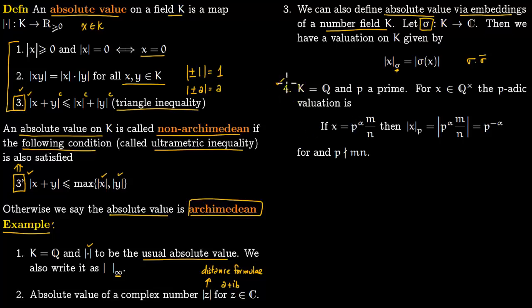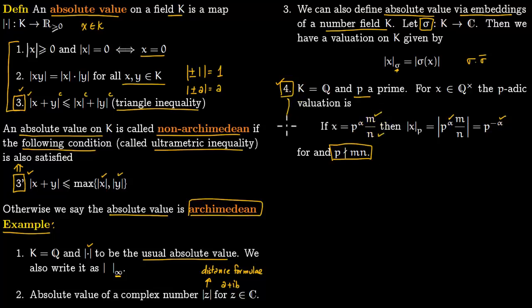Number 4 is our famous p-adic valuation. K is again the rationals, and p is a prime number. You take an x which is non-zero in the rationals. The p-adic valuation is like this: you first write x as p to the power of some alpha times m by n, where the prime p does not divide m or n. Then the valuation at this prime p is p to the minus alpha. This alpha is coming right here, and p does not divide m times n, that means p does not divide m or n.